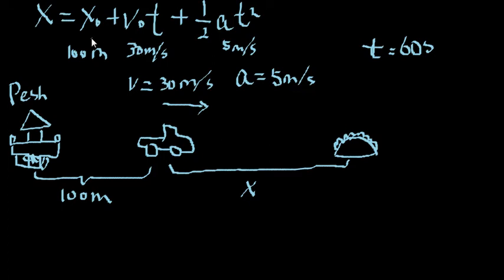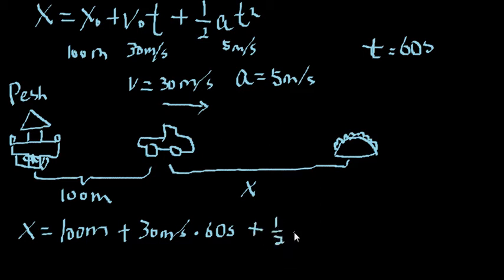So x equals x initial, which is 100 meters, plus 30 meters per second times 60 seconds, plus 1/2 times acceleration, which is 5 meters per second squared, times t squared, which is 60 seconds, this entire thing squared. I'm not going to write this down because it's pretty much wasting my time. So 100 plus 30 times 60, so it's 1800. 1/2 times 5 is 2.5, 2.5 times 3600.